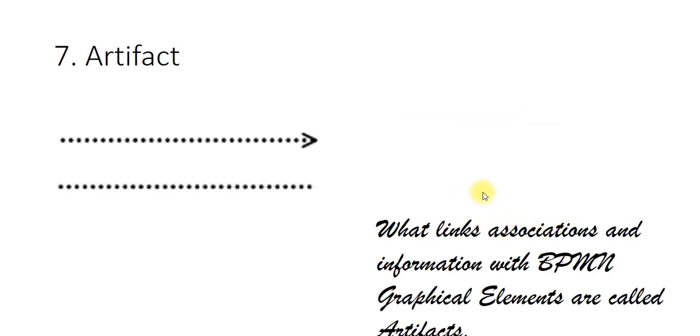The last one is artifact. So this artifact is nothing but associations and information with BPMN graphical elements, where we actually narrate in a text manner whatever is the association which a particular task has in the process diagram. So that is basically what artifacts are. So this sums up most of the elements which you come across in the basic BPMN 2.0 notations.